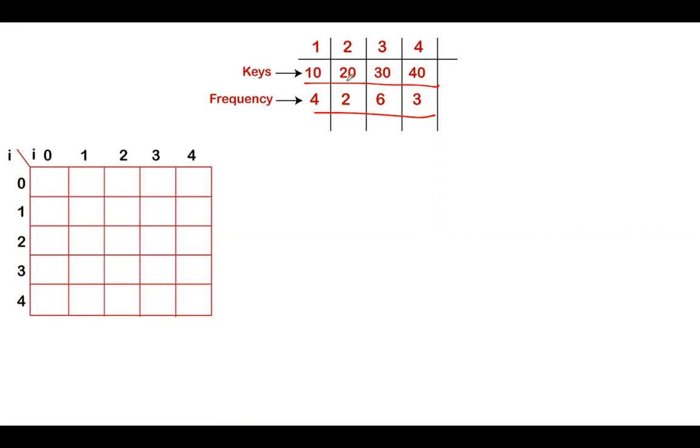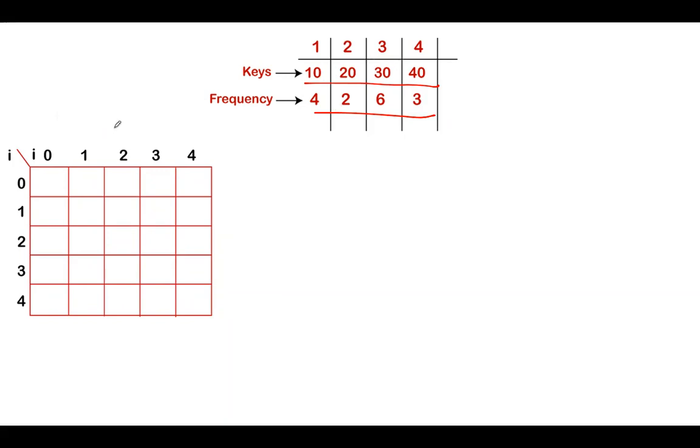1, 2, 3, 4 is the number of keys. 4 keys are there, and their frequencies of search are given. For this data, we need to construct the optimal binary search tree such that the cost of computation should be minimum. If you compute the overall cost of that particular tree, it should be minimum. 4 keys are there, so 4 nodes will be there in our binary search tree.